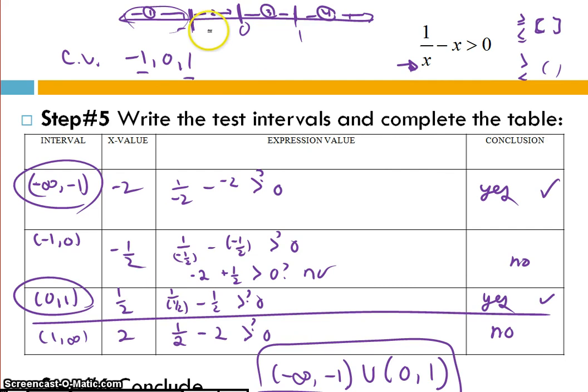So I know if I were to graph it on the interval over here from minus infinity to minus 1, my graph is up here somewhere, and then between 0 and 1 is also up here. Which tells me it's down here on the other 2 intervals.